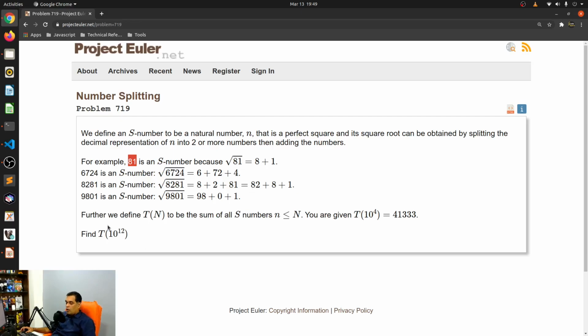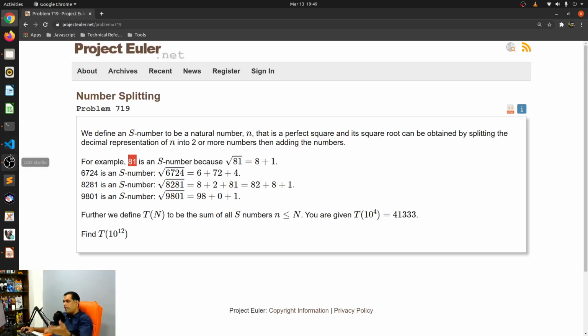The additional task is to find T of capital N to be the sum of all S numbers from n to capital N, and the answer for T of 10 to the power of 4 is already provided to us as 41,333, which is great. All right. Find T of 10 to the power of 12. I think that is a trillion. 10 to the power of 9 is a billion. 10 to the power of 12 is a trillion.